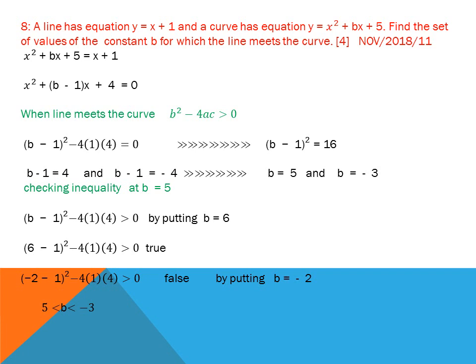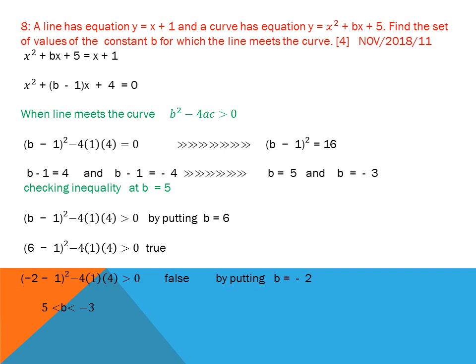So x square plus bx plus 5 is equal to x plus 1. X square plus, I take x common here, so (b minus 1) into x plus 4, because 5 minus 1 becomes 4. So here the value of b is b minus 1, a is 1 and c is 4. So b square minus 4ac is equal to 0. For critical values, first of all I find the critical values of b, then I check the inequality. (b minus 1) whole square is equal to 16.